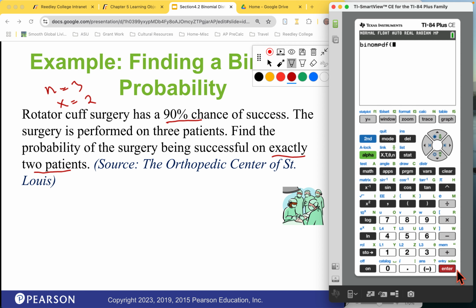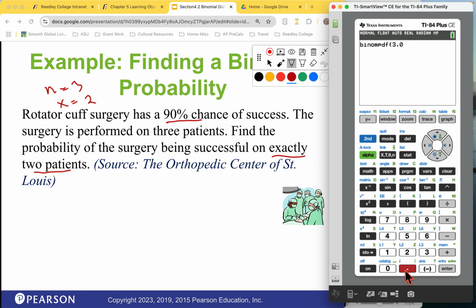Now, I was practicing last night, but I kind of forgot, but I think I got it right. We have to give it 3 numbers, separated by commas, inside parentheses. The first one we have to give it is n. So what was n? 3 trials. Then we put a comma. We have to give it the probability of success. In this case, it's 90%.